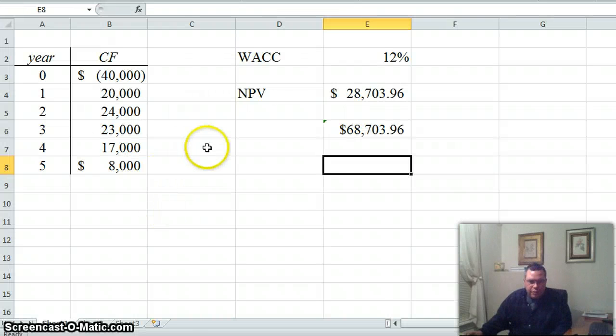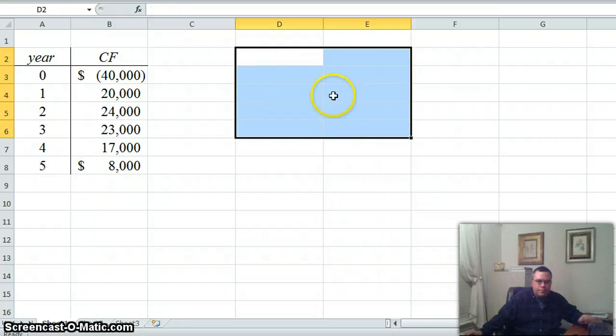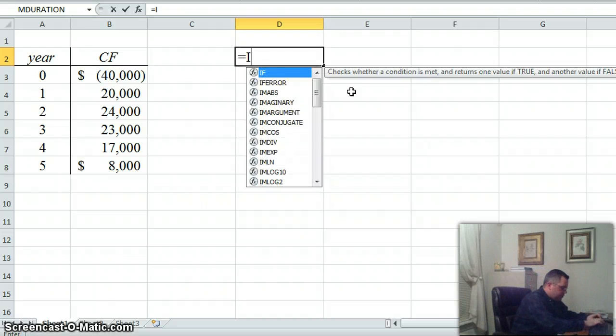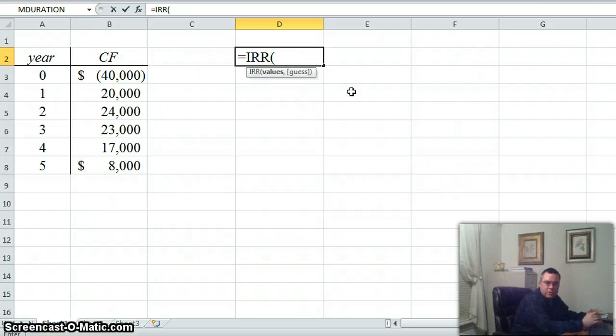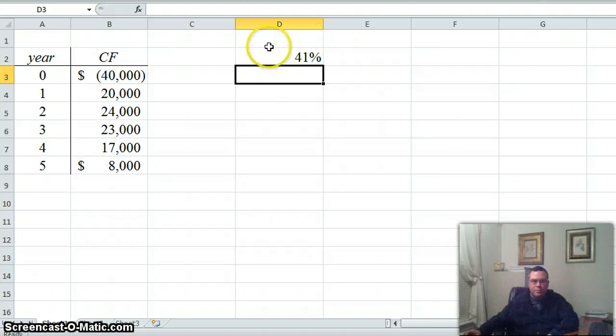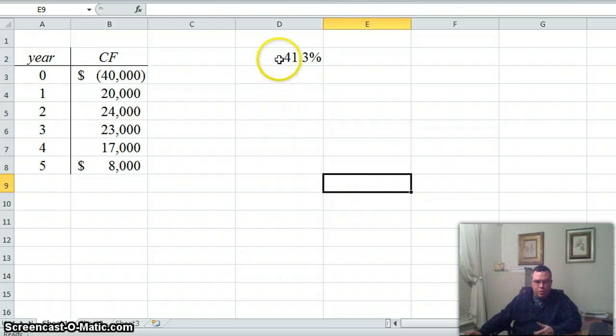So I'll go back over here to my spreadsheet. I'm going to go ahead and delete these to make room. With internal rate of return, you don't have to plug in an interest rate. You're solving for it, and the function's actually easier. You just type equals IRR, put a parenthesis, and then just grab all your cash flows. Close parenthesis and hit equals. Oh, it came out as a percent. It is a percent. Sorry. Move it over one decimal. 41.3%. So that's a pretty good return.